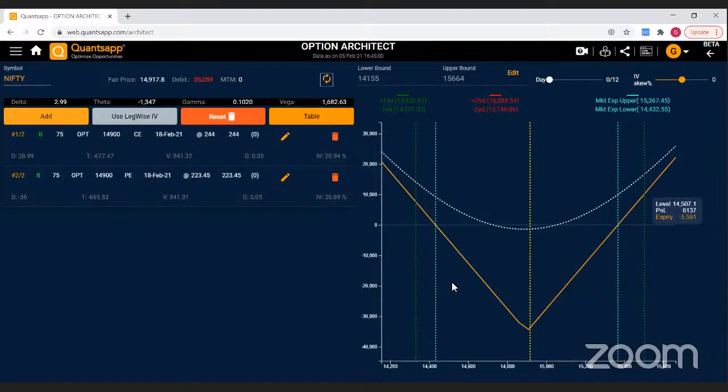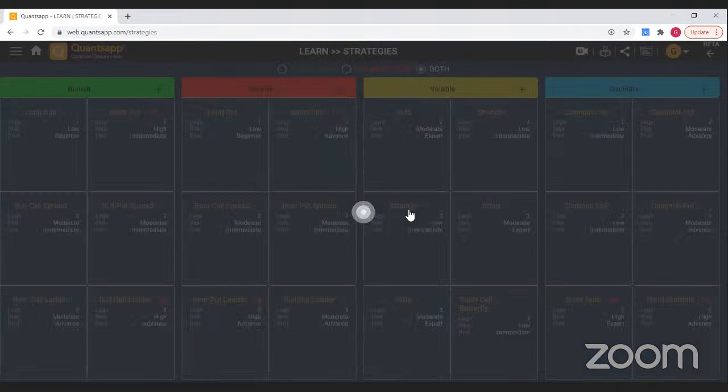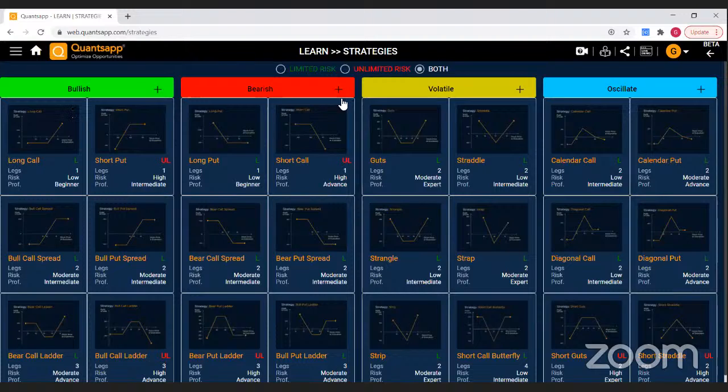And if you want to learn more strategies, for the predefined strategies you can also go to Learn. Here you have these strategies. If you click here, you have strategies for bullish, bearish, volatility and oscillating markets. So for the different scenarios, we have given free strategies which you can read and implement. You can learn more about it. So we're going to go back.